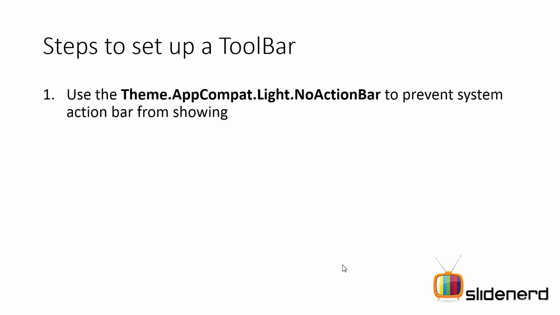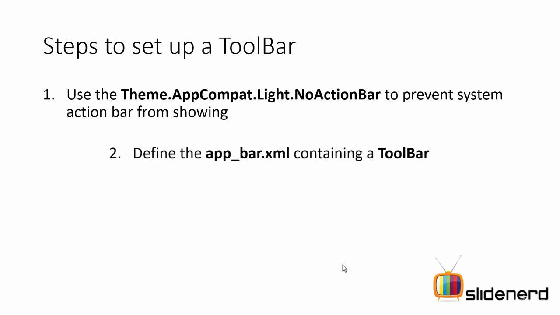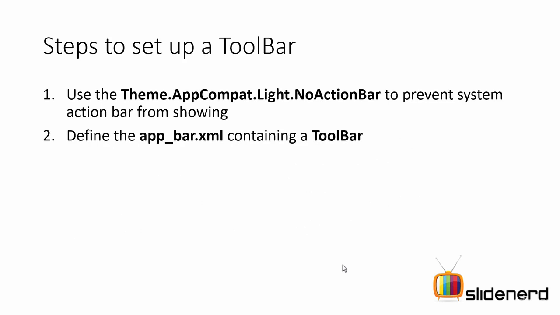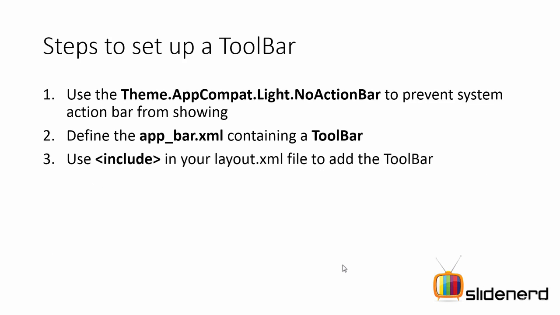Step 1. Use the Theme.AppCompat.Light.NoActionBar or the AppCompat.NoActionBar to prevent the system action bar from showing. Then define your toolbar inside your app_bar.xml. Of course, you can name it anything you want, but this is the convention which I have followed since Lollipop came out. Other than that, there's the include inside your layout.xml file in your activity or your fragment or wherever you want to add the toolbar.